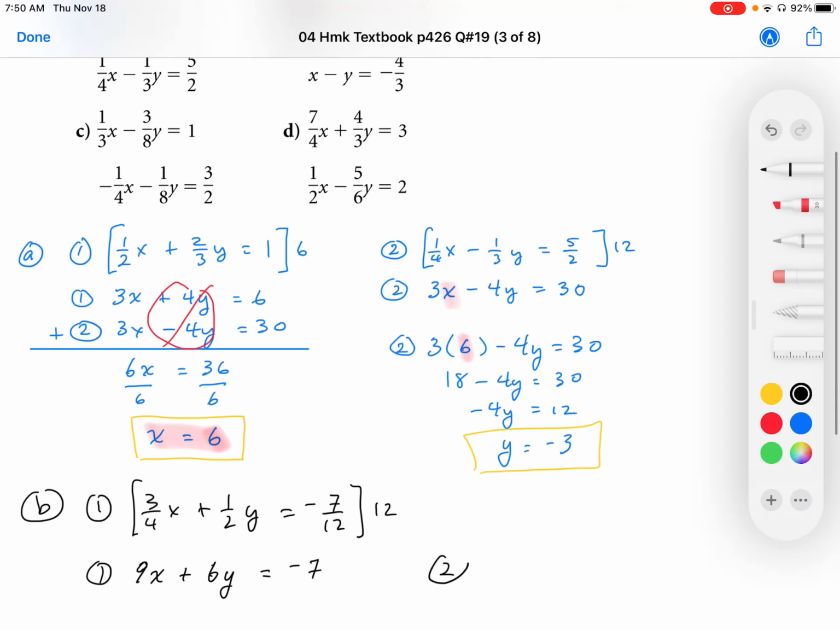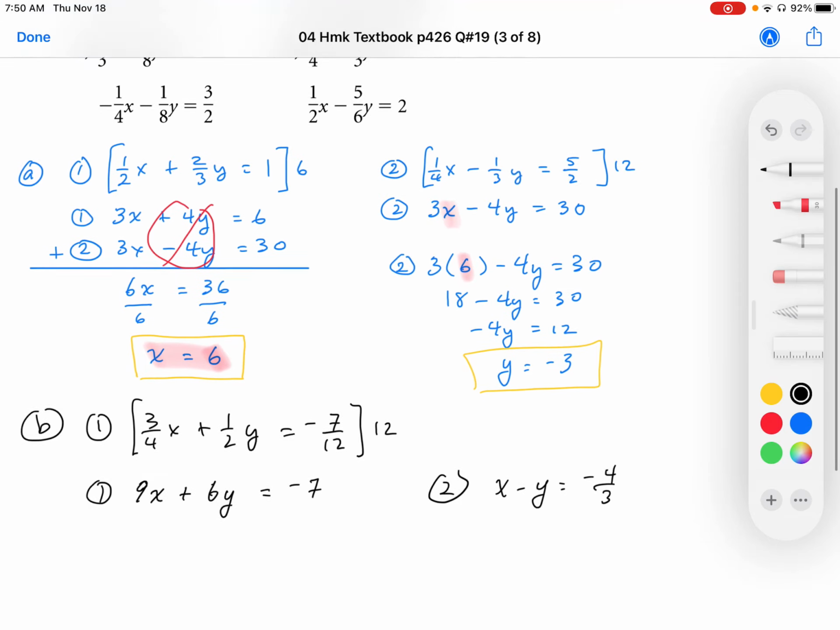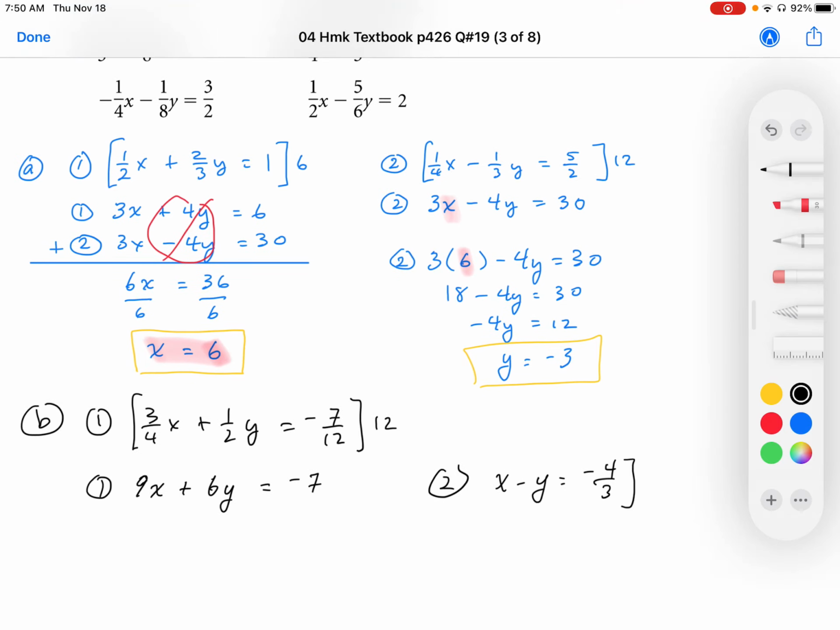My equation 2, I'm just going to get from above here. And again, if I want to get rid of the fraction, I can make this into a whole number problem. I can get rid of that fraction by multiplying out by 3. So I end up with 3x minus 3y is equal to negative 4. So there's my equation 2.